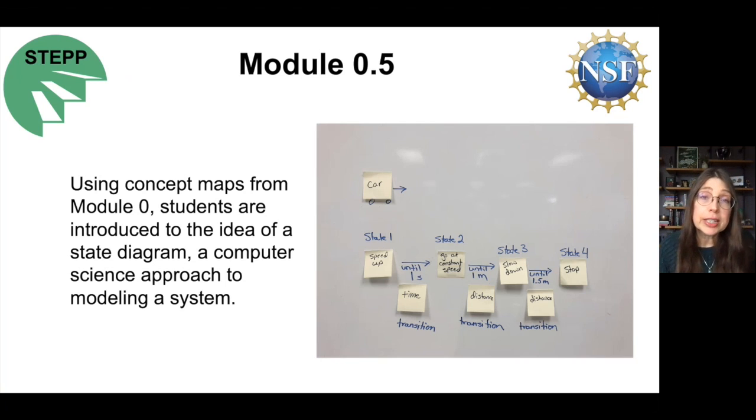Then there's another type of transition between states, which in this case would be determined by distance. So after the car goes 1 meter, it will slow down. And then we have yet another transition with distance until 1.5 meters, and then this toy car would stop.